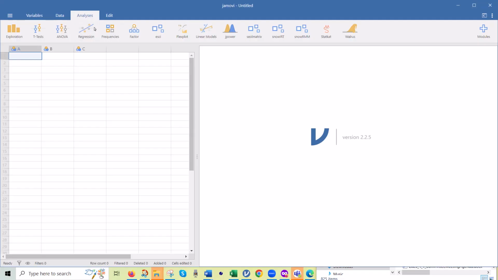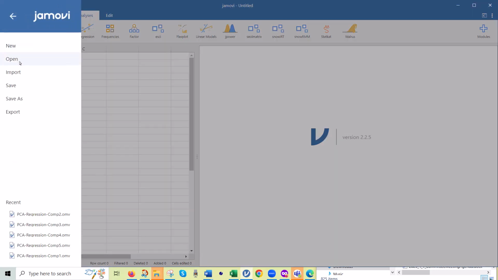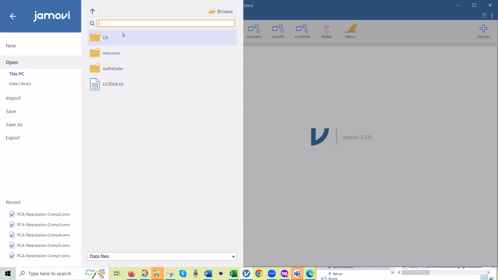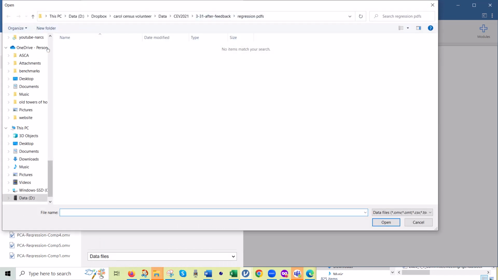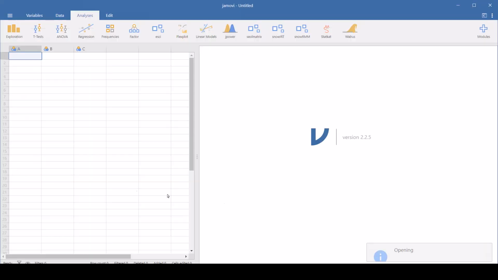The first interesting thing we're going to do is a factor analysis. So open Jamovi and then open your data set. And I've got mine in here. Let me find it. Okay, just browse your way to it and open it. It takes a minute, so I won't make you watch it open.